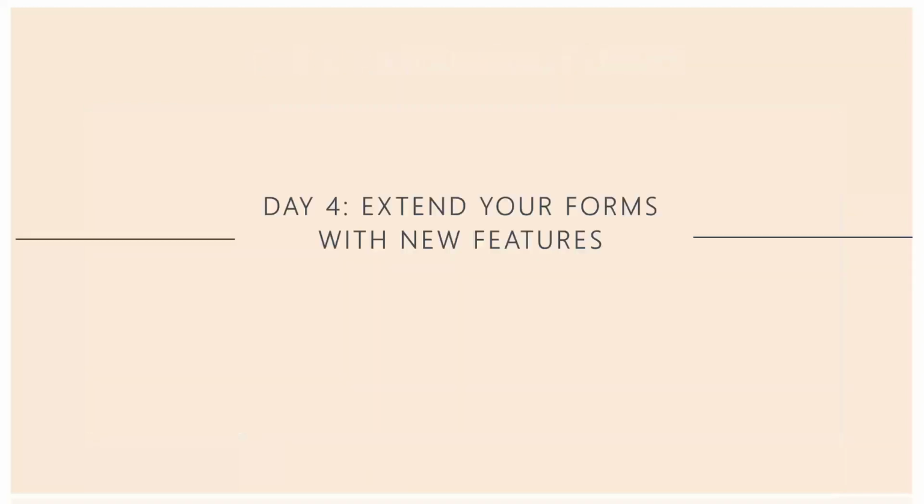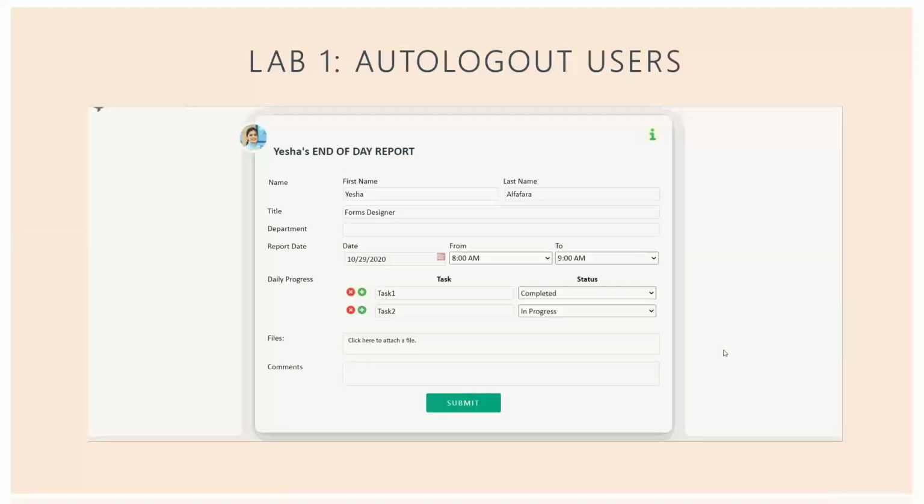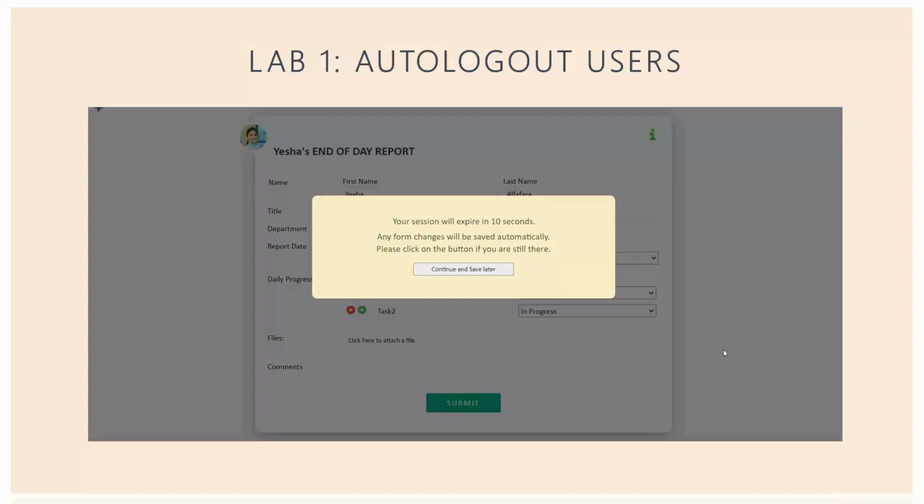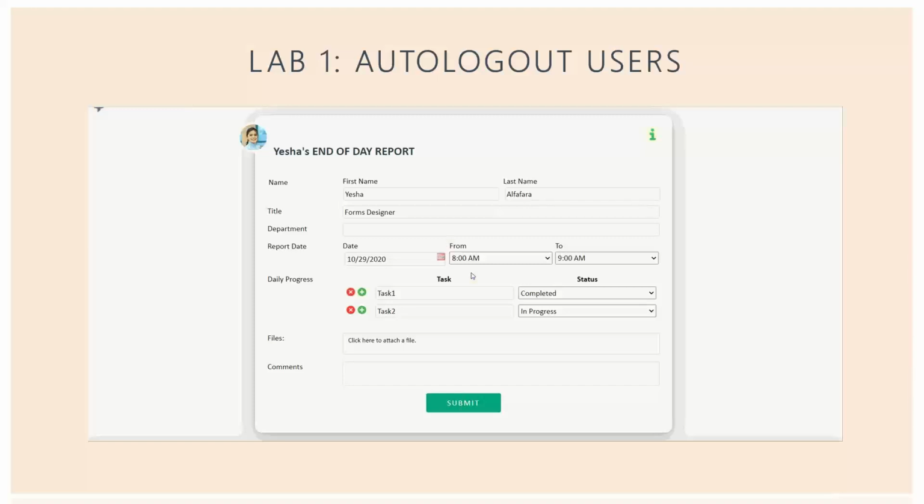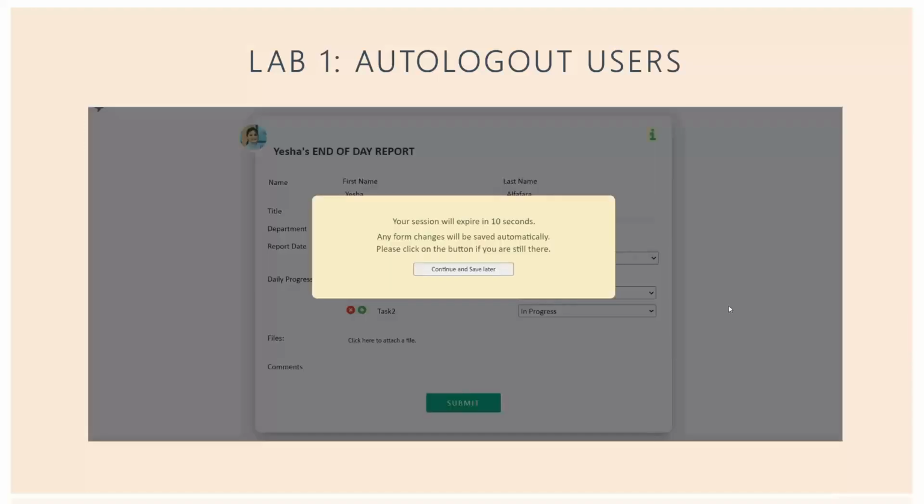So day 4. We're now in day 4, last day of the training. In lab 1, this is where we discussed another XTP, which a lot of our customers are now using in their forms. It's the AUTOLOGOUT XTP that detects whether the user is inactive. If so, it will automatically log out the user, or in other words, close the form. Not only that, it also automatically saves any unsaved changes that the user may have left.